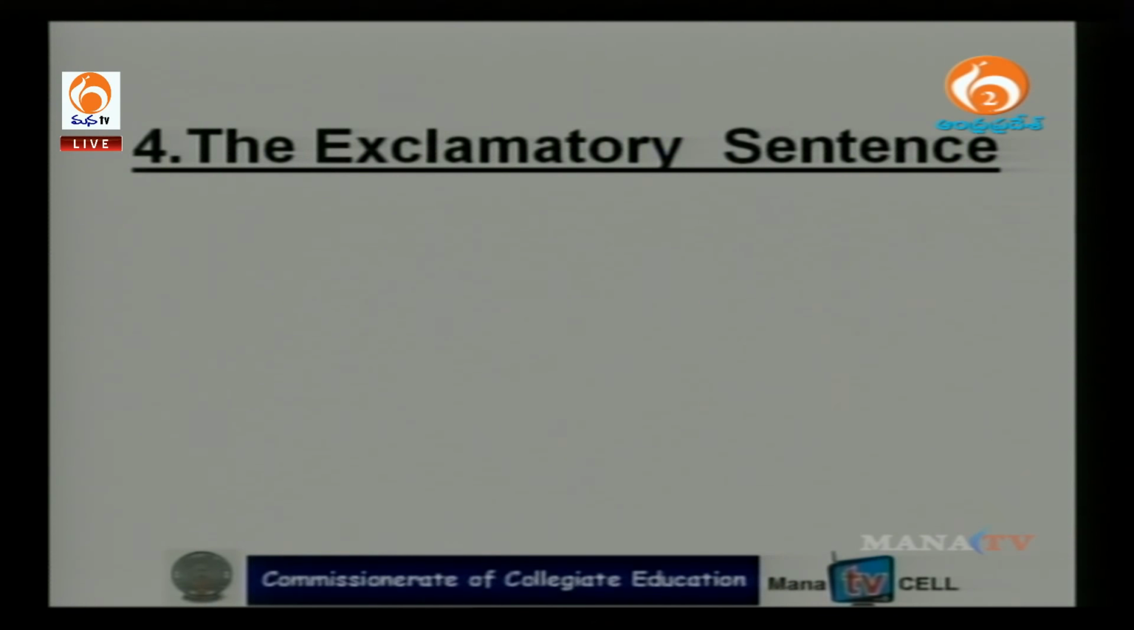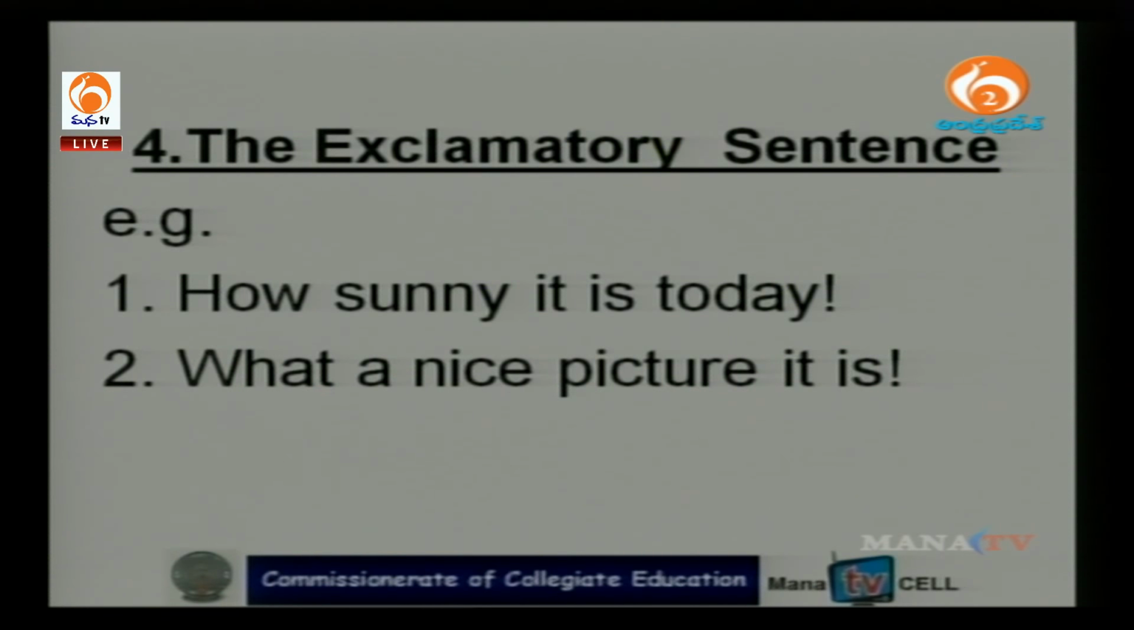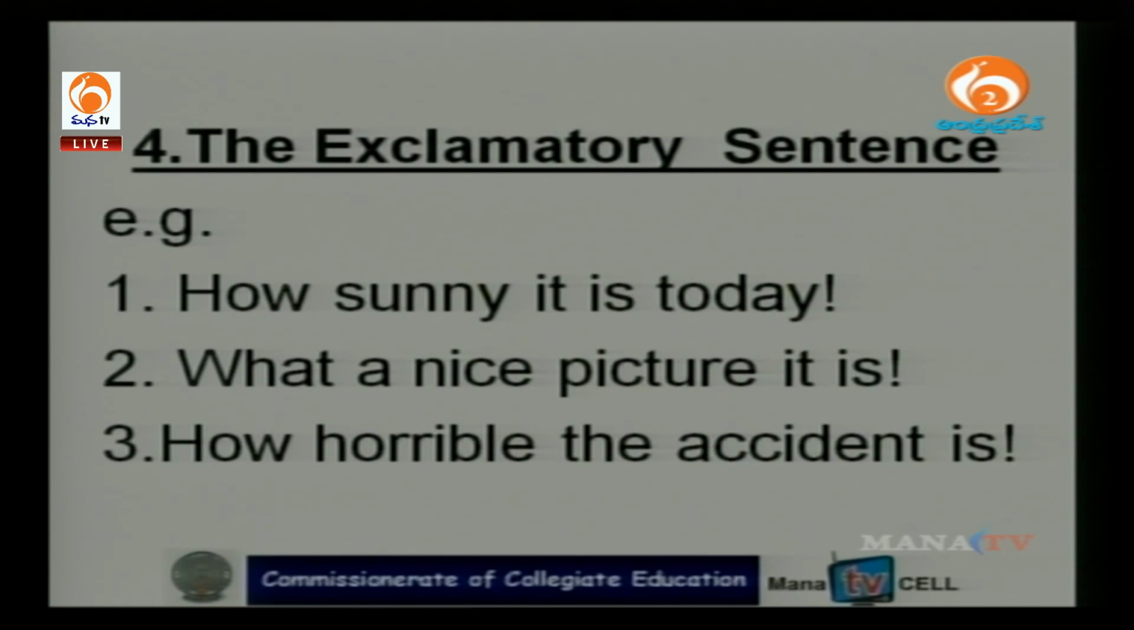The fourth one is the exclamatory sentence. Look at the examples here. How sunny it is today, and what a nice picture it is. How horrible the accident is. If you observe, these sentences generally start with how or what, and the subject and verb generally appear at the end of the sentence. In all the examples the verb is at the end, and before that we find the subject.